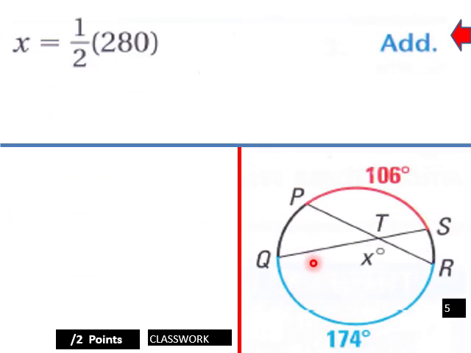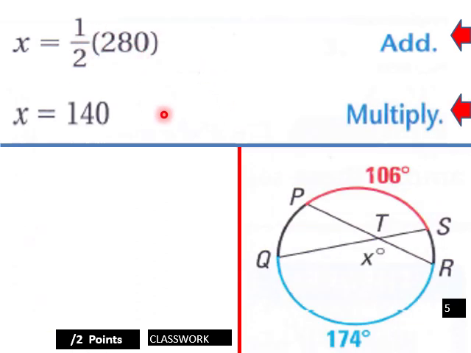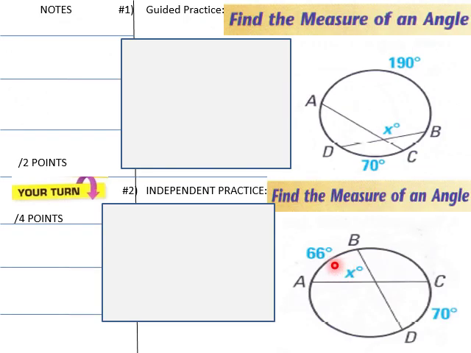So when we take those measures, we have 280 here. 106 and 174 is 280. 1/2 of 280 would be 140. So that would give us 140 here, for the measure of x degrees here would be 140.